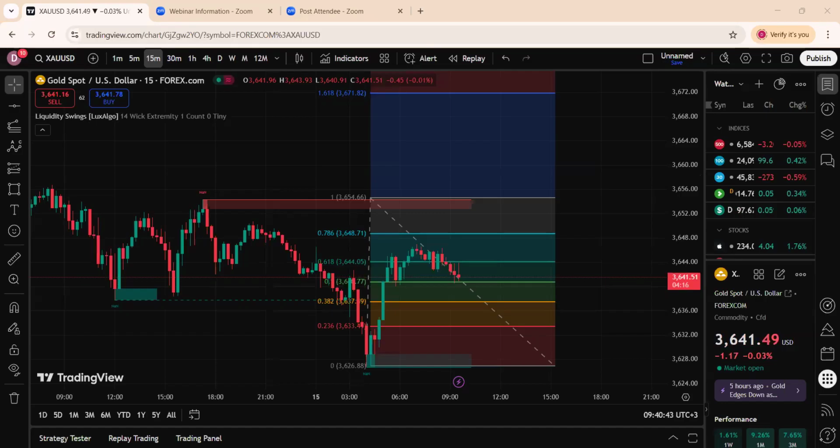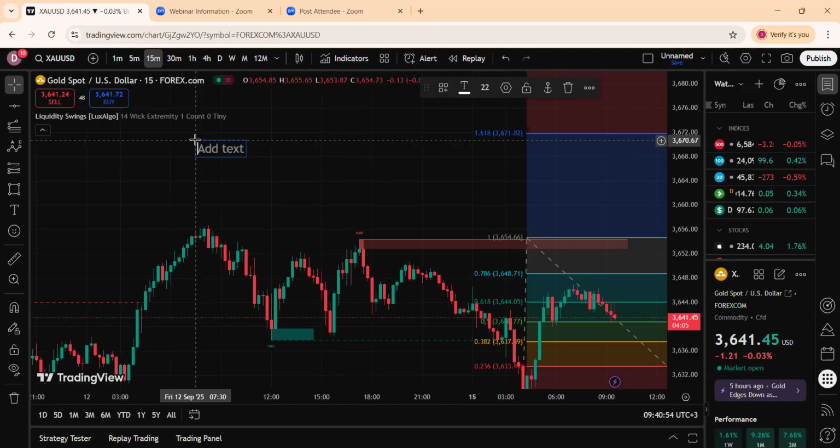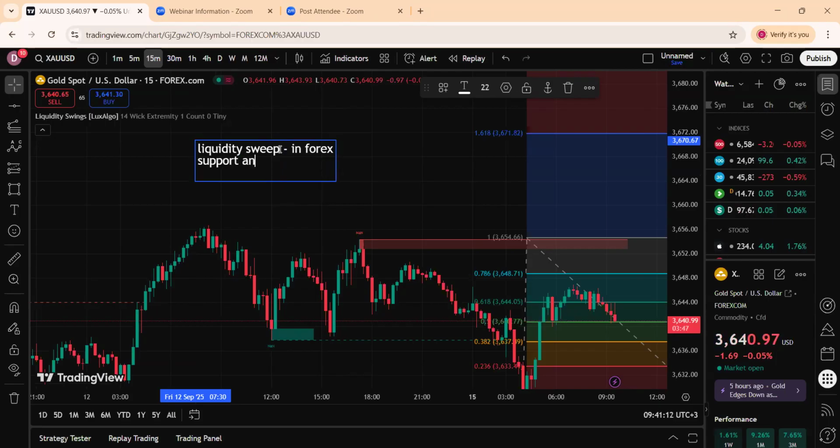Okay? But the most important, I said, learn to protect your capital. So this is the assignment. Liquidity sweep. Study about liquidity sweep, specifically in Forex, not just anything. Then support and resistance again. That's the assignment for today.